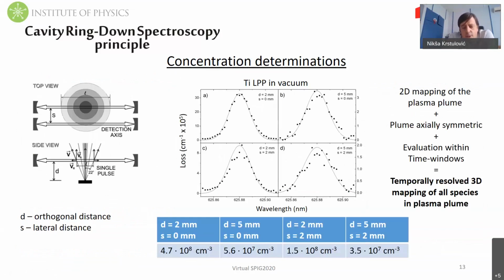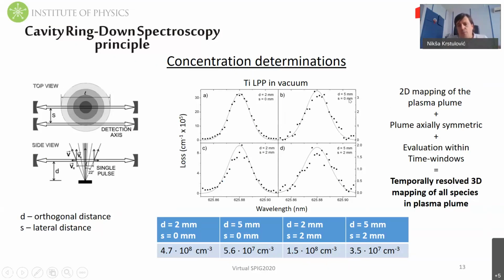Moreover, we can move our plasma with respect to the detection axis. This is a top view, so left and right and up and down, which gives us the possibility to do two-dimensional mapping of the plasma. Together with the possibility to evaluate the signal in time windows, and by the fact that the plasma is axially symmetric, we can then do complete three-dimensional and temporal mapping of all species in the plasma plume.